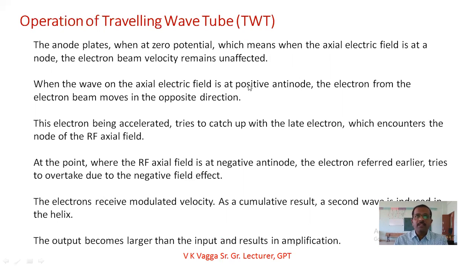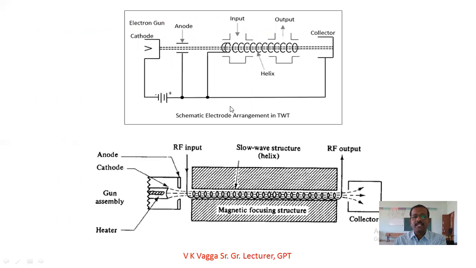So if you apply the positive voltage at the anode plate and also to the coil, the electrons from the electron beam move in the opposite direction. Opposite direction means that if you apply some amount of voltage to the positive terminal of the anode and also to this coil, it is going to decrease the speed of the electron which is moving.